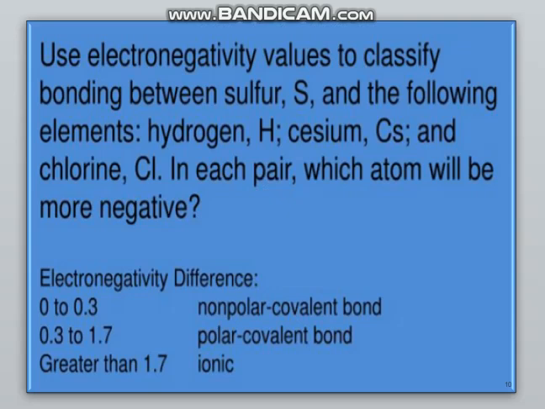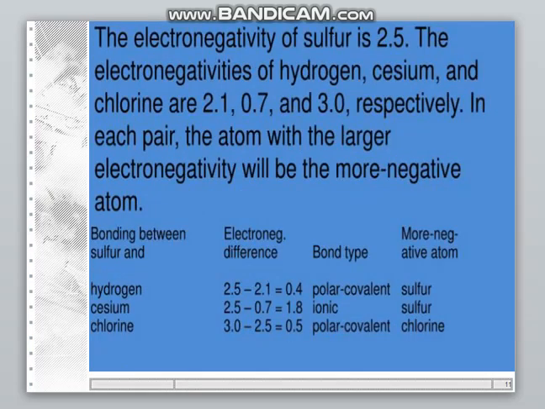Use electronegativity values to classify the bonding in sulfur and the following elements: hydrogen, cesium, chlorine. In each pair, which will be more negative and which is more covalent in character? We will have to decide it. Hydrogen and sulfur bond is a polar covalent bond. Hydrogen and cesium, which has an electronegativity difference of 1.8, is an ionic bond. Hydrogen and chlorine with electronegativity difference 0.9 and sulfur and chlorine with electronegativity difference 0.5 are polar covalent bonds.